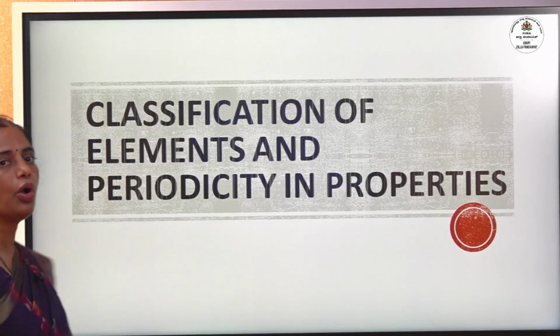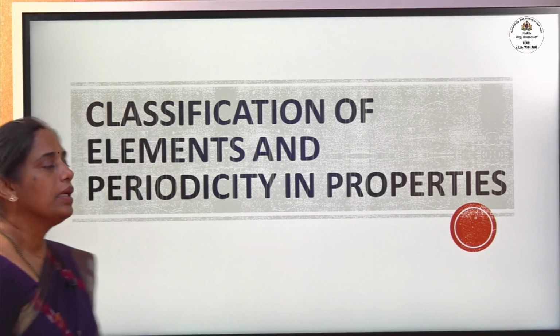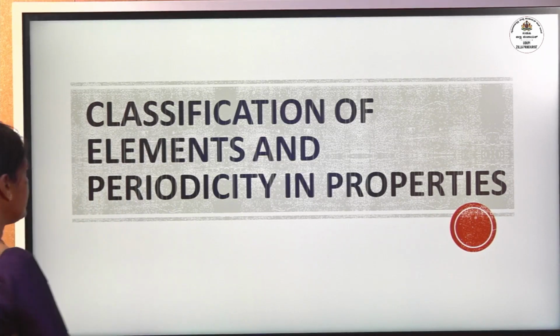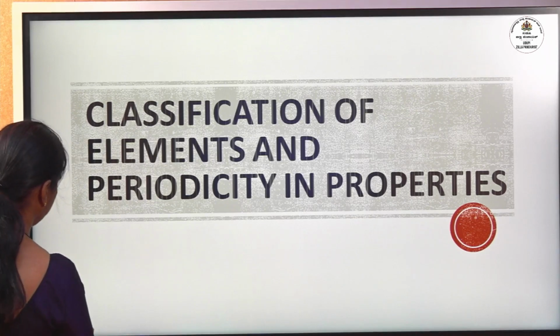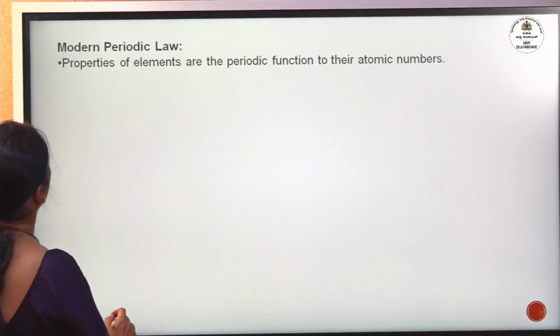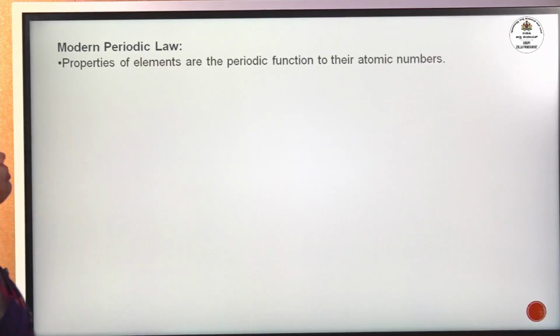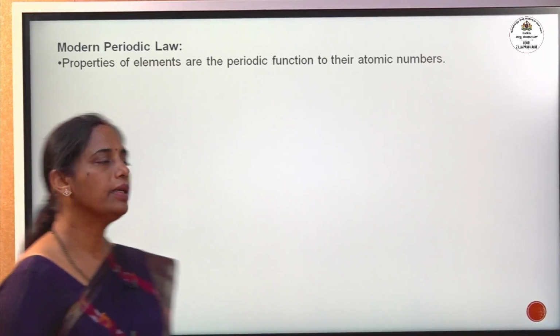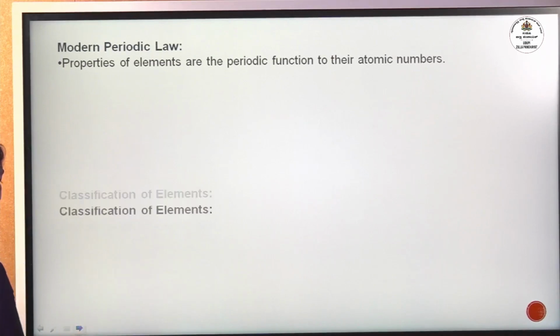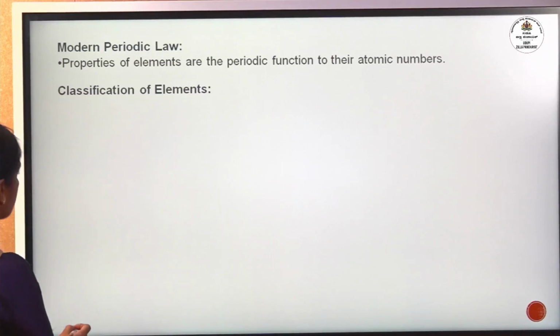So we'll move on to the next chapter. Classification of elements and periodicity in properties. Now the modern periodic law states that properties of the elements are a periodic function of their atomic numbers. We'll see the classification of elements.